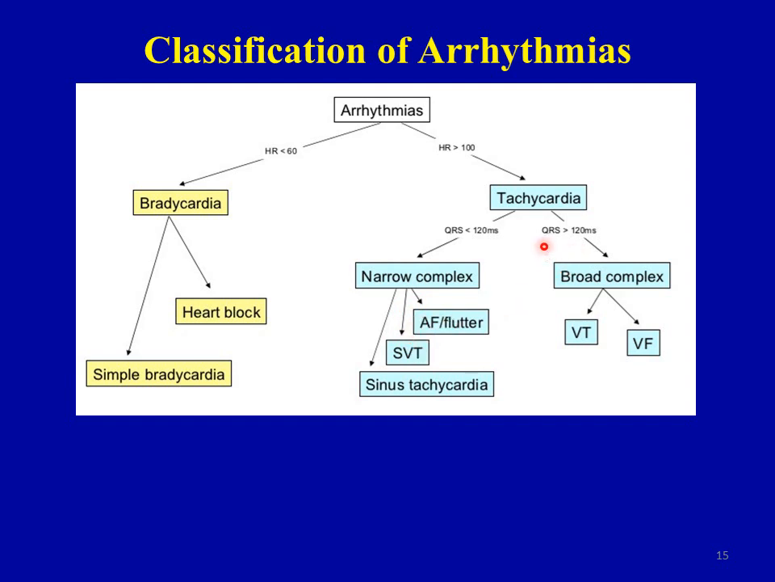If the QRS complex or interval has prolonged duration, more than 0.12 seconds or 120 milliseconds, we call this tachycardia broad complex tachycardia. Broad complex tachycardia means that the arrhythmia is arising from the ventricles, and this is either ventricular tachycardia or ventricular fibrillation, as we'll see in part 2 of this topic.